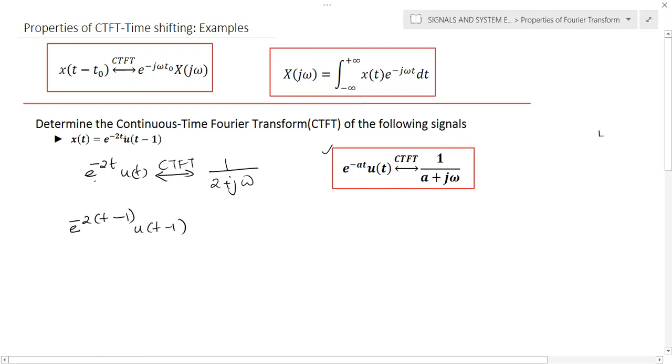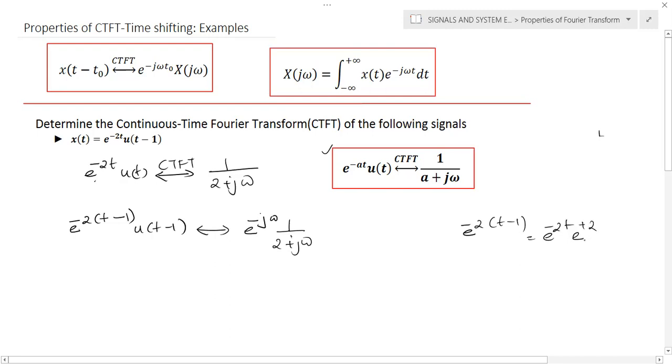If the shift is applied in all t values, you can apply the time shifting property. But in the question, it is simply e raised to minus 2t into u of t minus 1. If it were in the shifted form, you can write the time shifting property as e raised to minus j omega, in place of t0 it is 1, into 1 by 2 plus j omega. But in the question there is no t minus 1 in the exponent. You can look at this equation: e raised to minus 2 into t minus 1 becomes e raised to minus 2t plus 2.